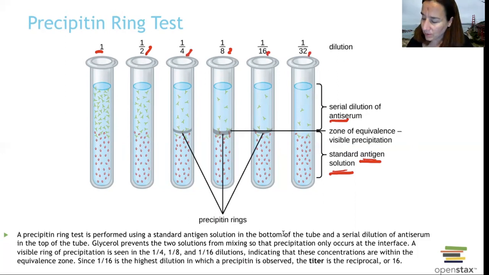This part, the top, the serial dilution antiserum, varies in the different tubes.